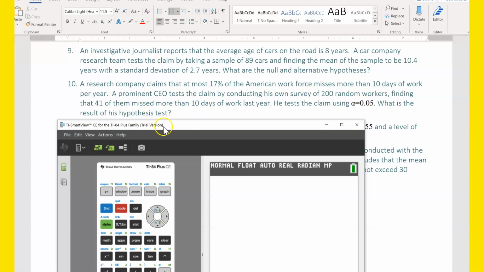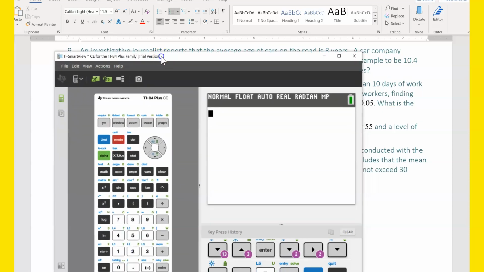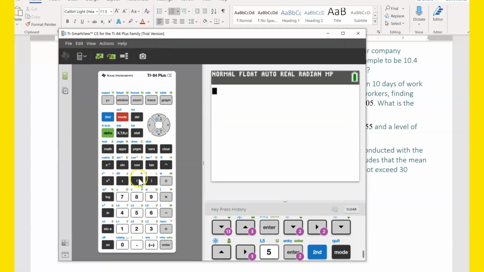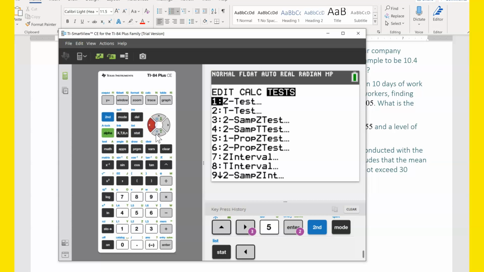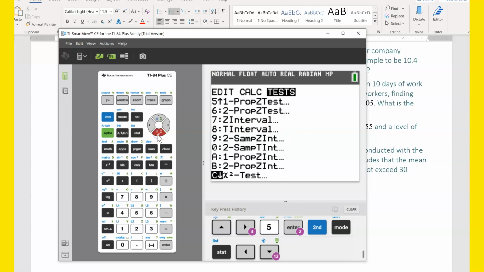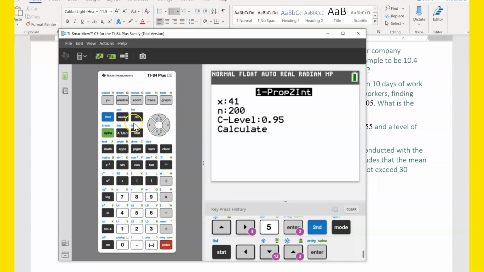So what we can do is make a confidence interval, which is something we did study. If you go to Stat, click over to Tests, you could do this with the one prop z-test, but it might be a little more confusing to you since we weren't able to go over that. So go to one prop z interval, the one proportion z interval.